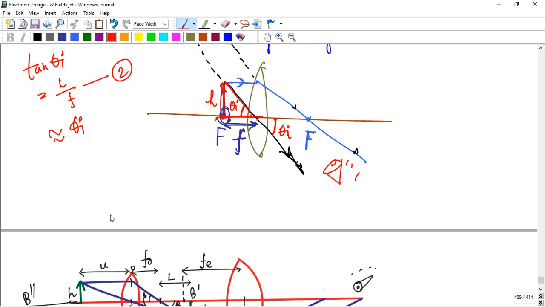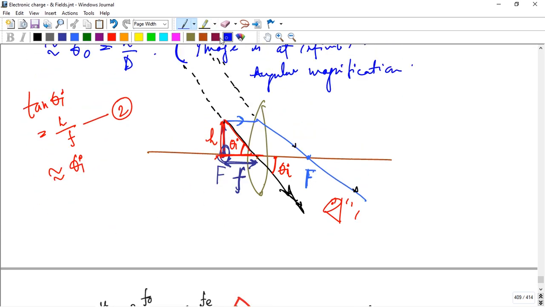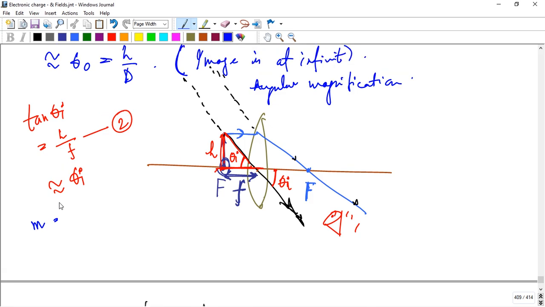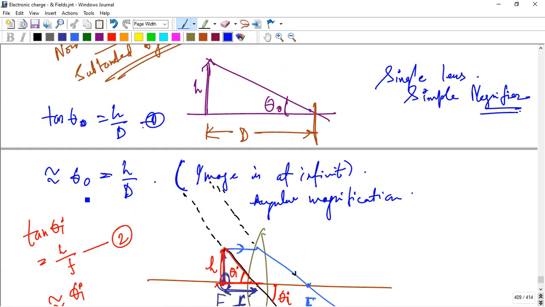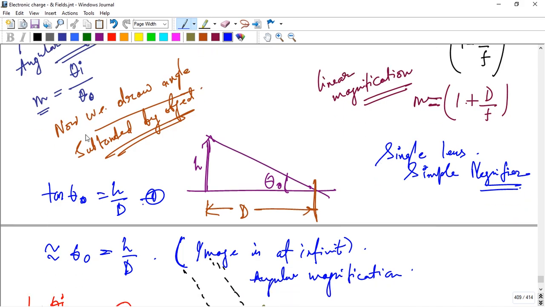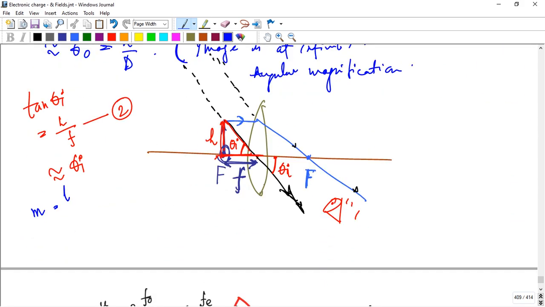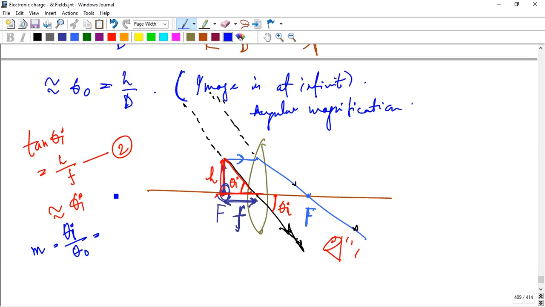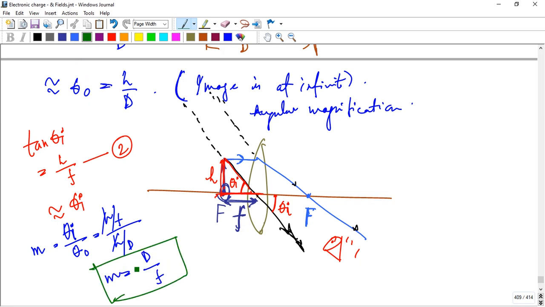For angular magnification, we know that m is equal to theta I by theta O, the angle belonging to the image by the angle belonging to the object. So here theta I is h by f, and theta O, the object, is h by d. So finally we get, with h canceling, d by f. That is m, the angular magnification, d by f.